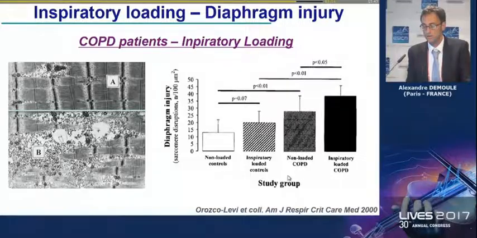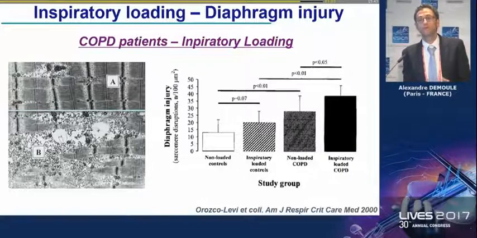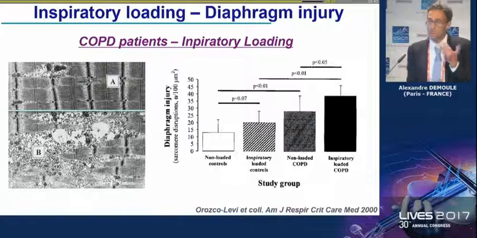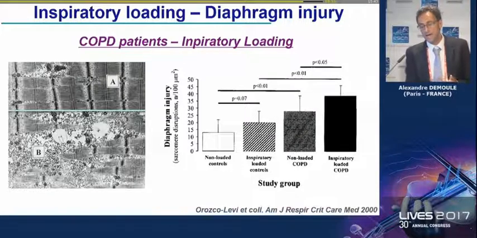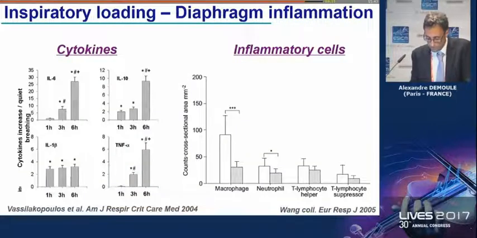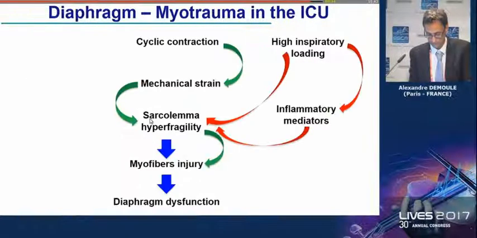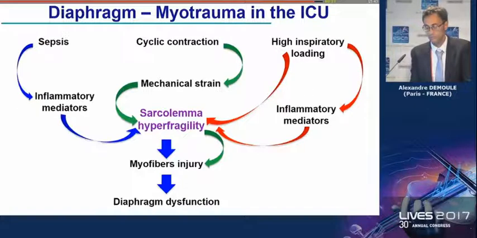And the other very important message here is that when there's inspiratory loading, it increases diaphragm myofiber injury. So loading creates injury. When the patient is in respiratory distress and breathing very frequently, there's a huge load to the diaphragm, and then it creates more and more injury. And this injury is mediated by pro-inflammatory mediators, as shown by those authors who measured the cytokines after inspiratory loading, and they are highly increased. So the final picture is we have the cyclic contraction of the diaphragm leading to myofiber injury, but high inspiratory loading also creates fragility of the diaphragm and inflammatory mediators. And this we don't want in our patients.